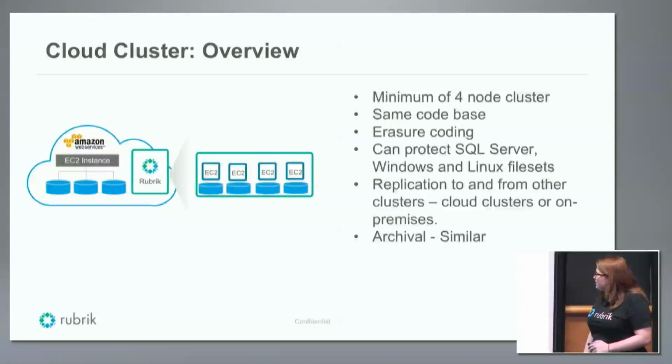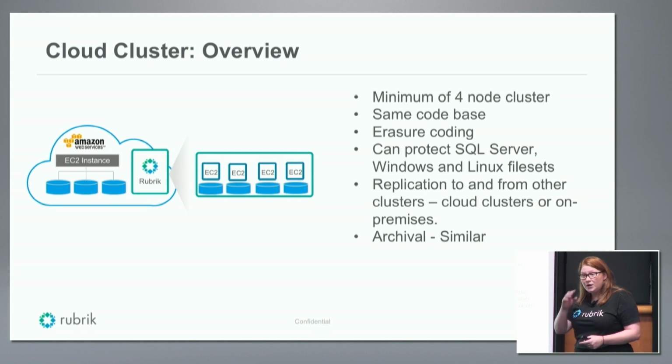So with our cloud cluster, a couple of things to note. We have a 4-node minimum. Okay, no problem. We're doing erasure coding. Should make some sense there. I already mentioned we're using the same code base, and we're able to protect our Windows, our Linux, and our SQL Server databases, okay, that are running in the cloud. So I'm going to be demoing today on AWS, but I want you to know that what I'm doing in AWS is applicable to Azure as well. Okay?